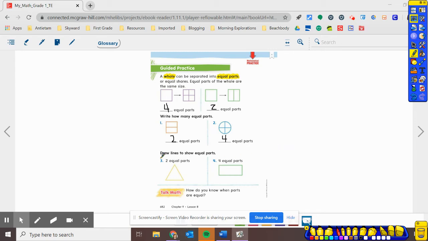Now, down here, number 3, it says draw lines to show equal parts. So now we are in charge of making the equal parts. And they're telling us they want 2 equal parts. Okay, so how can I make 2 equal parts out of my triangle? Well, I can't draw a line down the middle this way because that's not going to leave me with 2 equal sides. That's going to leave me with a triangle and a trapezoid. But what if I do this? I draw a line from top straight down to the bottom. Now I have two equal triangles on either side. So draw your line down the middle.